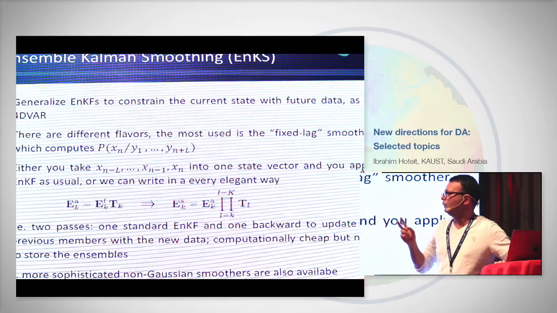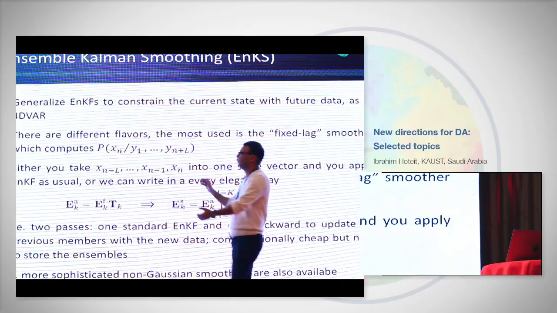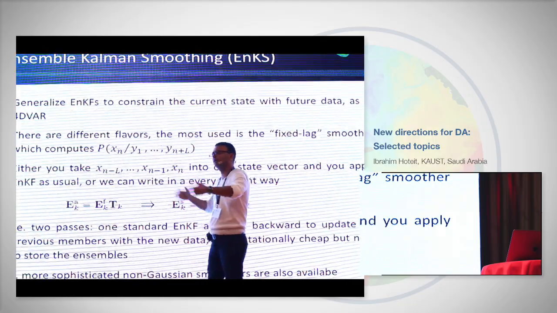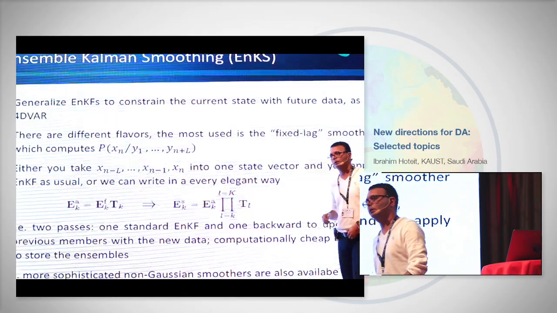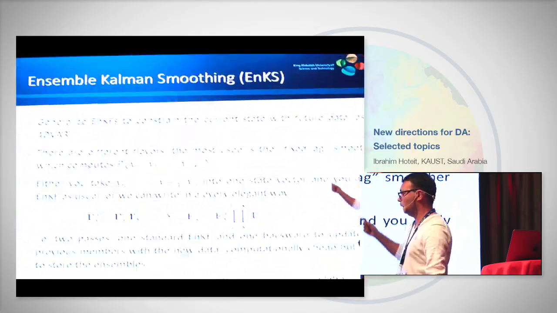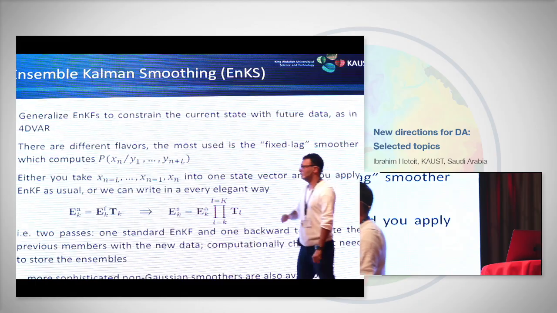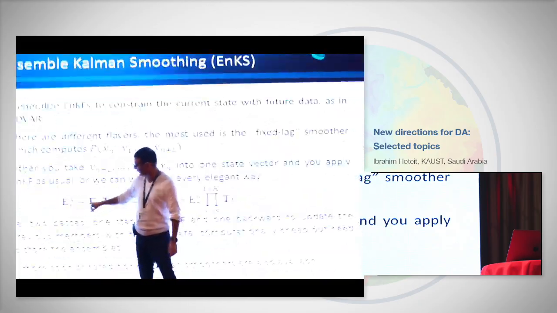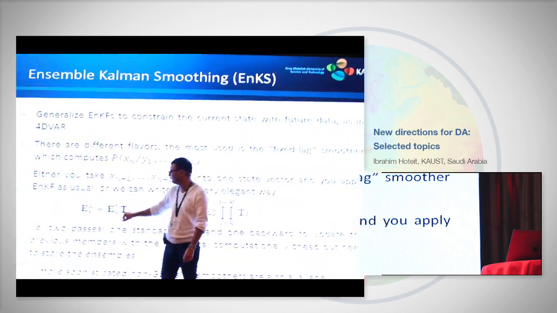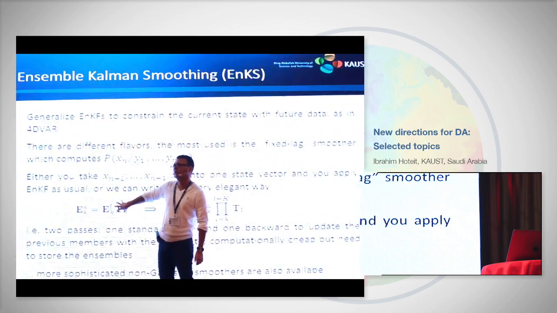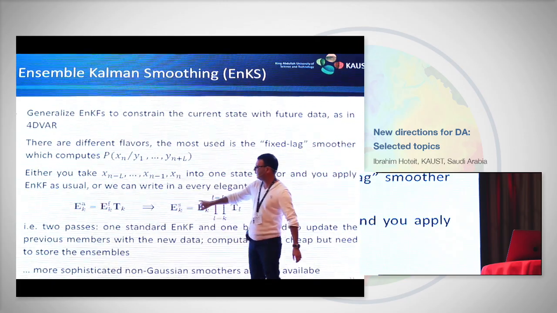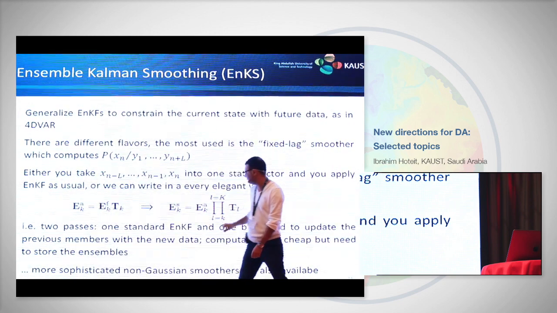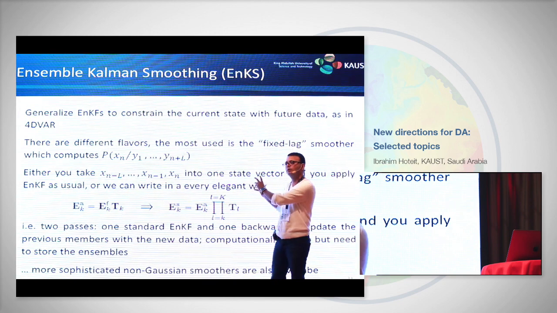Okay? So there are 2 ways. One straightforward way is that I will put all the states backward to L in one big state vector and apply the EnKF as usual, if you want to put yourself in a Gaussian assumption. A more elegant way is, you remember how we go from the forecast ensemble to the analysis ensemble through this transformation matrix? You can go from the analysis ensemble at time k to the smoothing ensemble at time k just by multiplying with these transformation matrices.